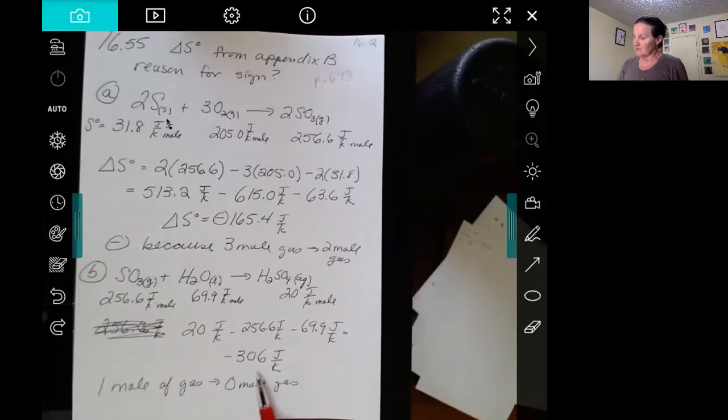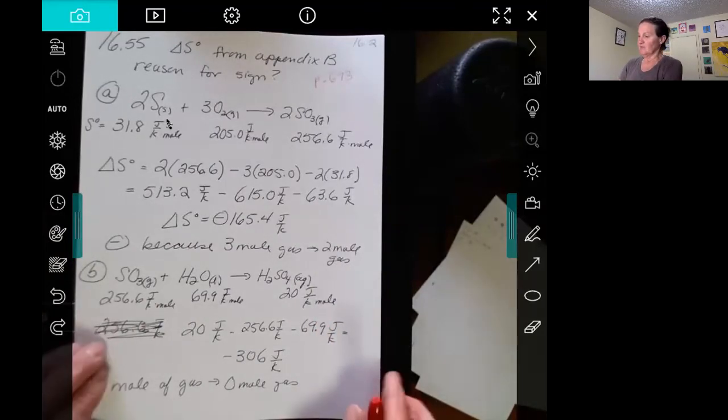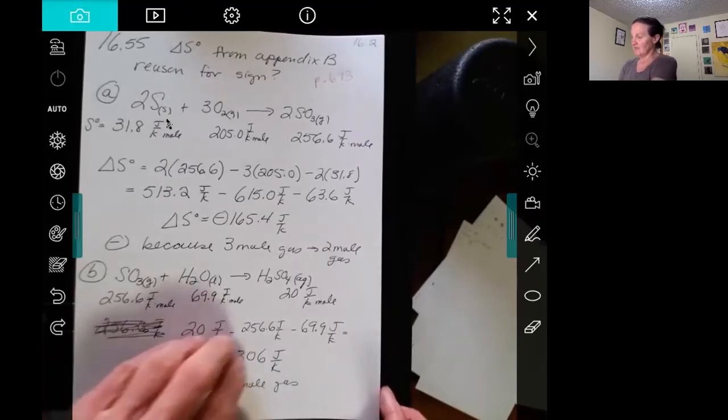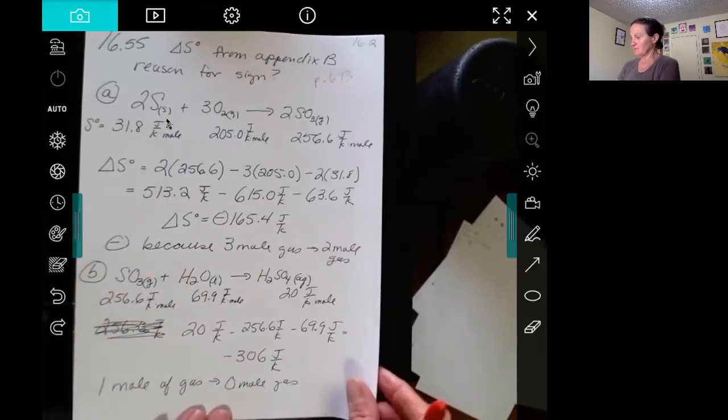So this is also negative. As we set up here, you have a mole of gas on this side and no gas on the other side. So it makes sense that you're going from 1 mole of gas to 0 moles of gas. So the entropy should decrease.